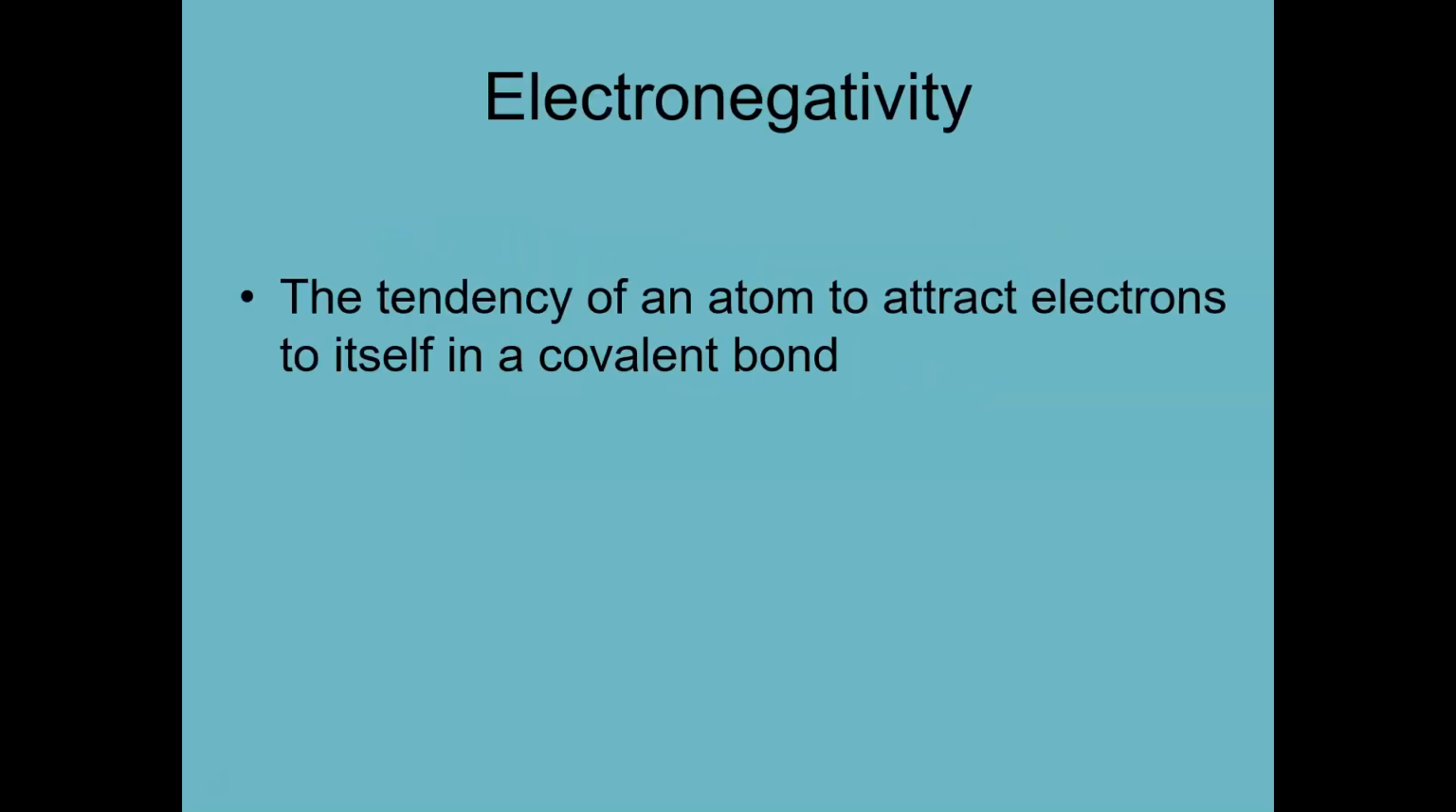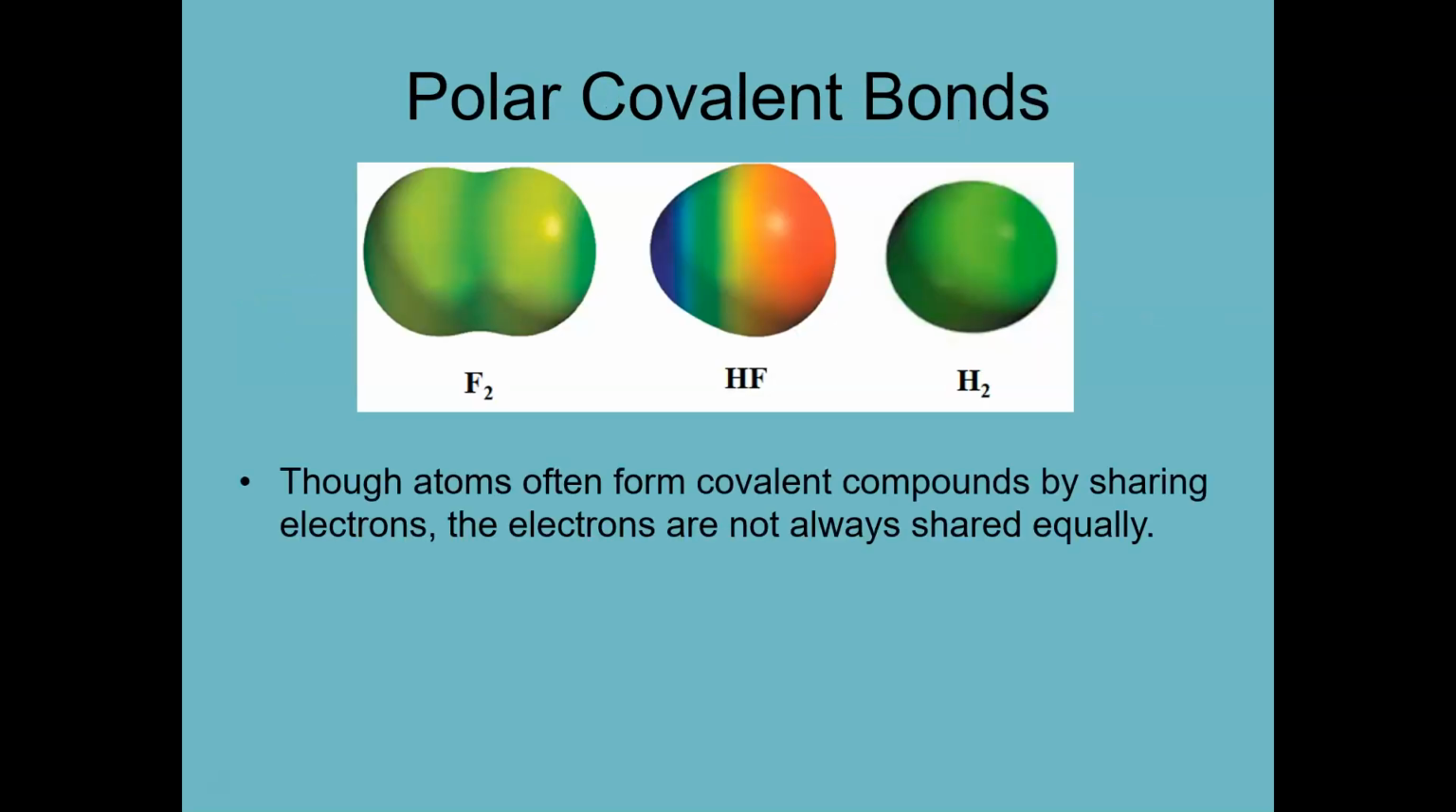Electronegativity is the thing that we're going to take forward in the rest of this unit from the discussion of periodic trends. So if you'll recall from the previous set of slides, our definition of electronegativity is a tendency of an atom to attract electrons to itself in a covalent bond. And I've shown you a couple of these images before.